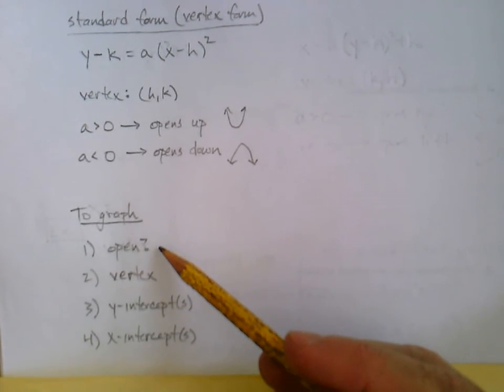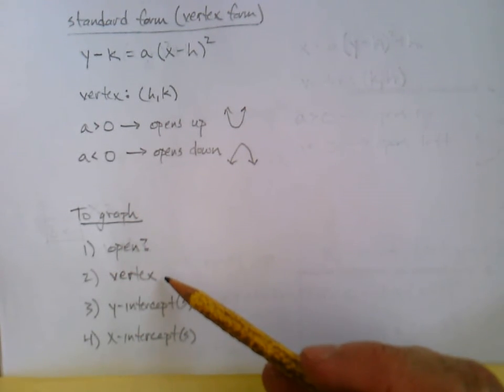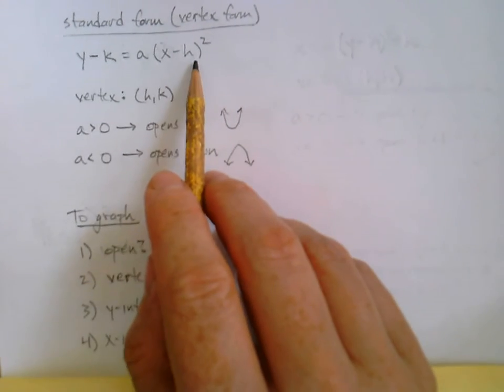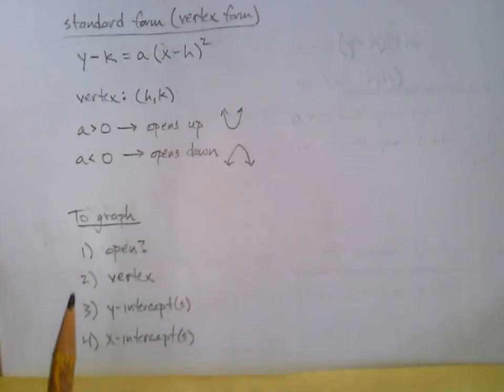So step number 1, determine which way your parabola opens. Step 2, determine the vertex. There won't be any number crunching here at all. You can just look at it. Boom, what's h, what's k, right? The last 2 steps are the same. Find the y-intercept, or maybe there's more than one intercept. Find the x-intercept or intercepts, and that's how we will go about graphing.